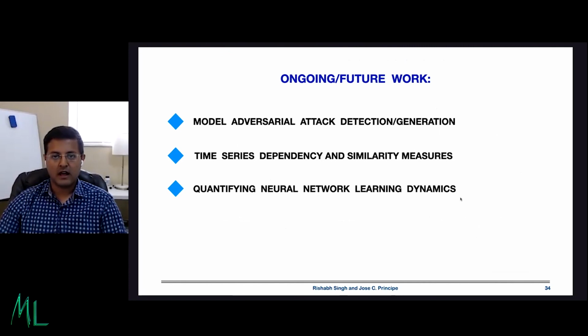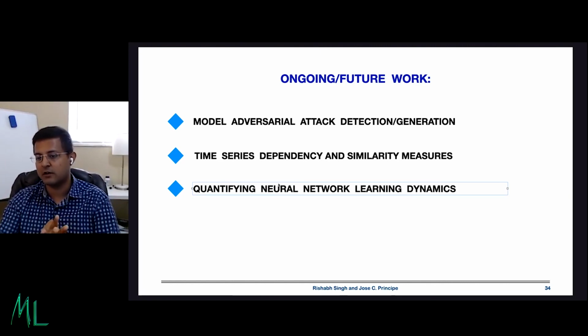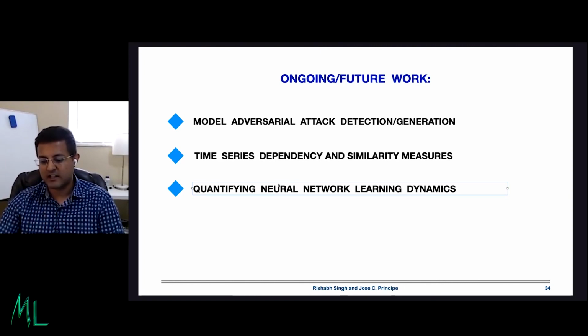There are some other aspects that we are also working on. We want to see how such an uncertainty framework, given its high sensitivity and specificity, would be able to do in adversarial attack detection and generation. We also are interested in implementing it directly on time series data to quantify dependency and similarity measures. And we are also working on seeing if such a framework provides a very accurate description of how a neural network learns. So basically, to quantify the training dynamics of a neural network, can we use this framework or not? These are some aspects that we are exploring.